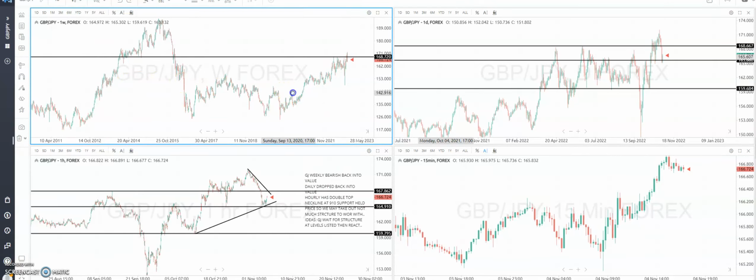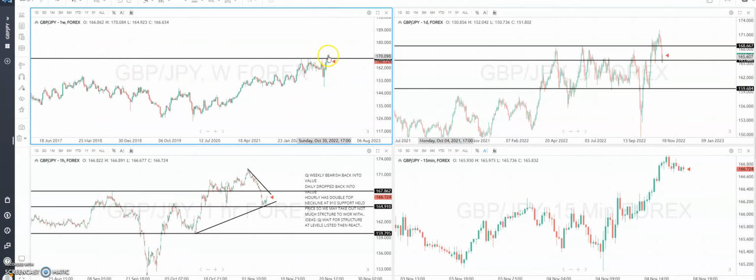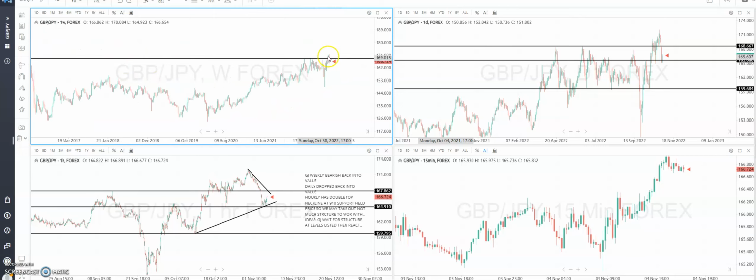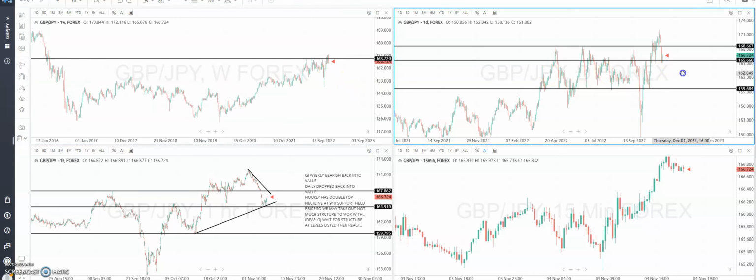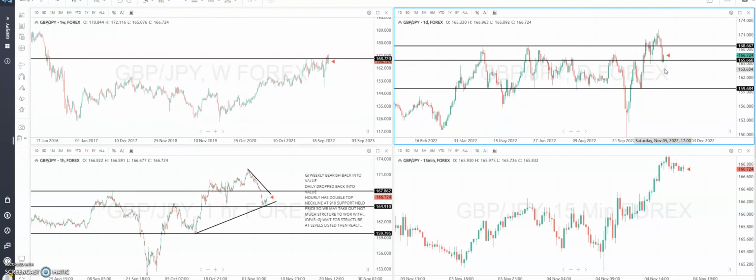So GBP JPY, similar story. We had that bullish move above resistance. We dropped back into value. So right now, we are reading seller momentum on the daily chart.